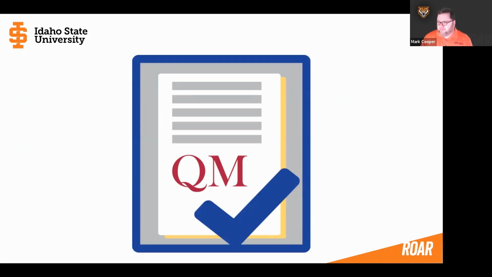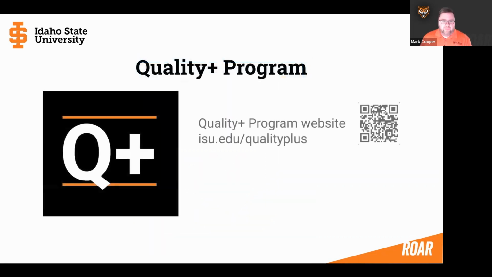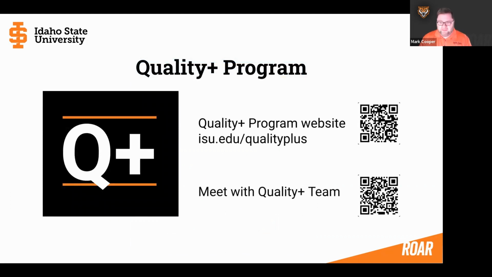The standards discussed in this video, 7.1, 7.2, 7.3, and 7.4 are all part of the Quality Matters rubric. Quality Matters is a global organization leading quality assurance in online education. The Quality Plus program is ISU's implementation of Quality Matters. If you would like to learn more about ISU's Quality Plus program or meet with a representative from the Quality Plus team, please scan the corresponding QR codes on the screen.